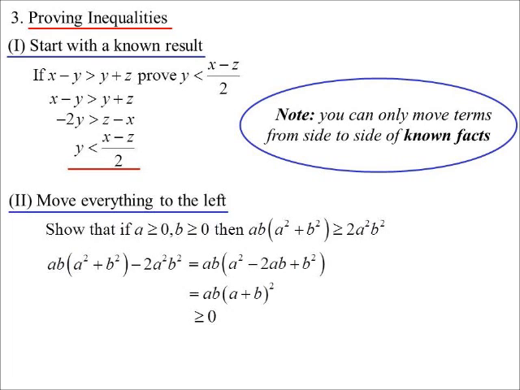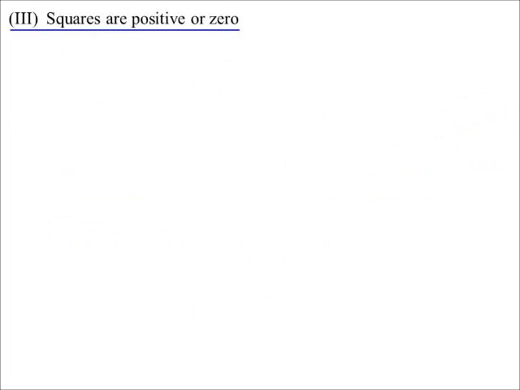So I can move terms. Therefore, I can get this -2a squared b squared, move it to the right-hand side, and that must be true. So ab(a squared plus b squared) is always greater than or equal to 2a squared b squared. Keep in mind when you're playing with these sorts of things, squares are always positive or 0.